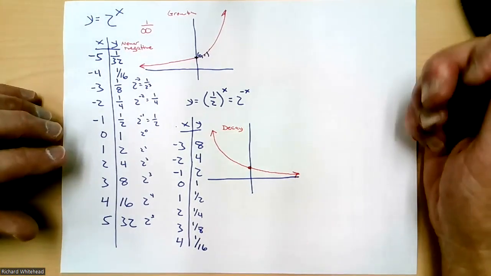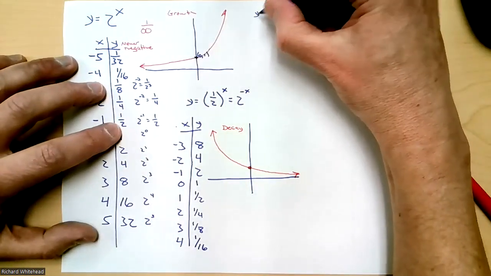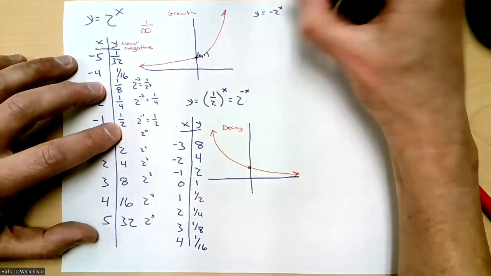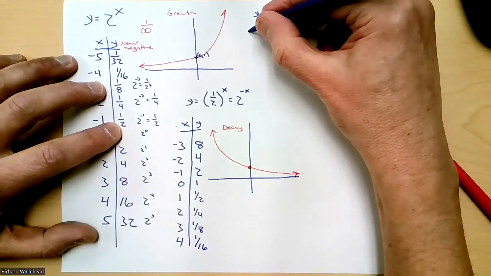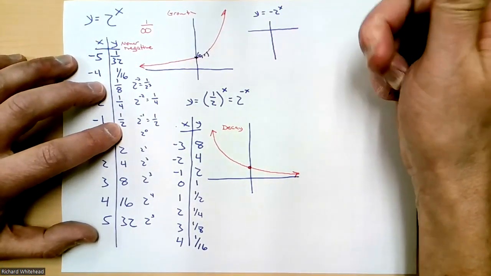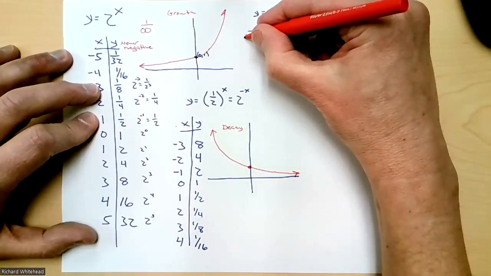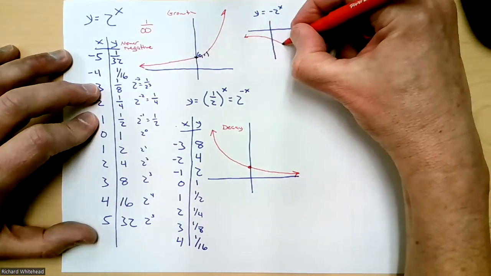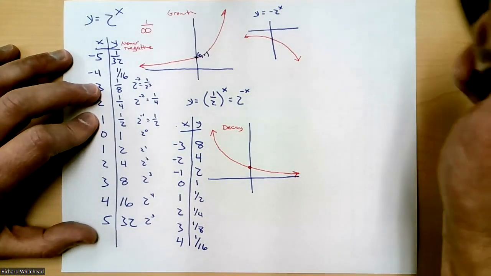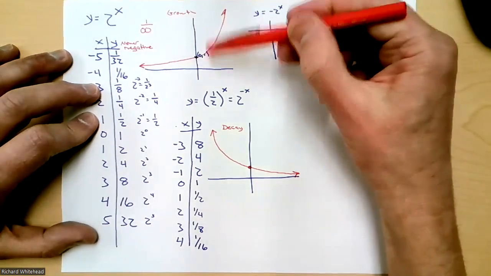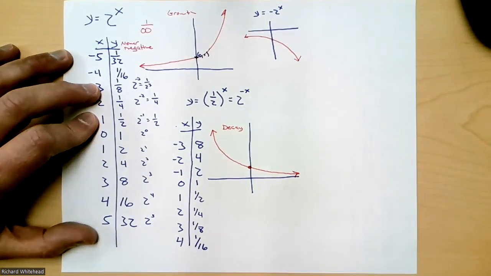So if we slapped a negative out front, if I said, okay, y is equal to -2 to the x, see, the negative is not with the x power. So all we're basically doing is turning everybody negative. So we're just flipping it over like that. We're changing everybody to a negative.